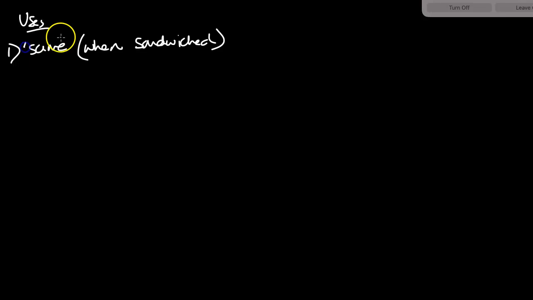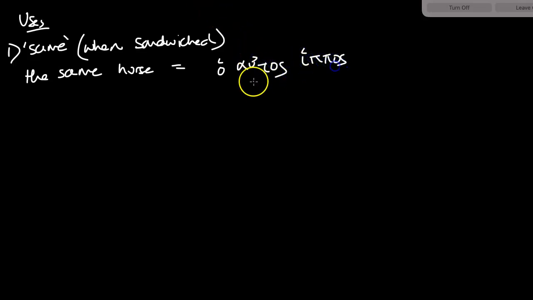We shall now be discussing the uses of autos, because they are rather extensive. So it has several meanings. It can mean same when it's used as an adjective, but when it's sandwiched. So same when sandwiched, i.e. it means the same, basically. So if I wanted to say the same horse in the nominative, that would be ho autos hippos. Again, sandwiched.